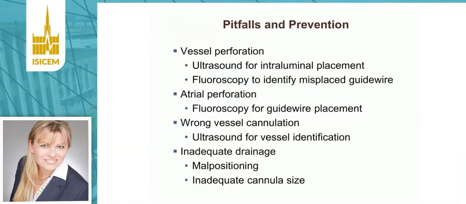Some more pitfalls and their prevention. What we are afraid of is vessel perforation, as mentioned before. Using ultrasound ensures the intraluminal placement. Fluoroscopy is, of course, even better to identify a misplaced guide wire, especially in dual lumen cannulas. Arterial perforation is the most serious complication in dual lumen cannulation, and also wrong vessel cannulation. Inadequate drainage follows wrong vessel cannulation or malpositioning of the cannula, and likewise inadequate cannula size.